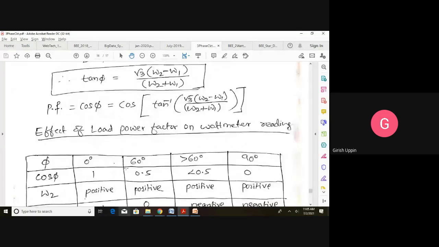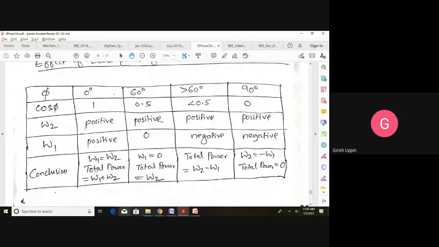So you have to substitute those values in those equations. Both values are positive and they are equal. Conclusion, W1 is equal to W2. Total power is W1 plus W2.